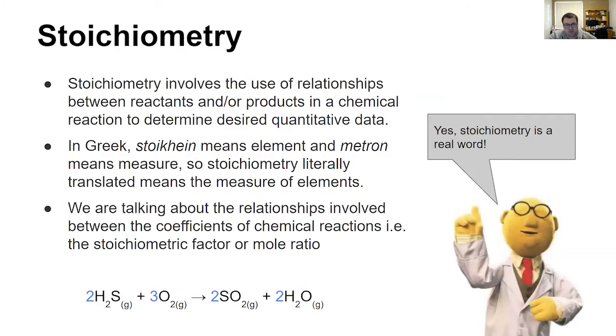By stoichiometry, and yes, that's a real word, we mean the relationship between reactants and products in a quantitative sense. The word itself comes from stoichein, a Greek word that means element, and metron, which means measure. So stoichiometry is typically translated to mean the measure of elements. And we're talking about the coefficients of the relationships involved in our balanced chemical reactions. That's the numbers in blue in the reaction down the bottom.